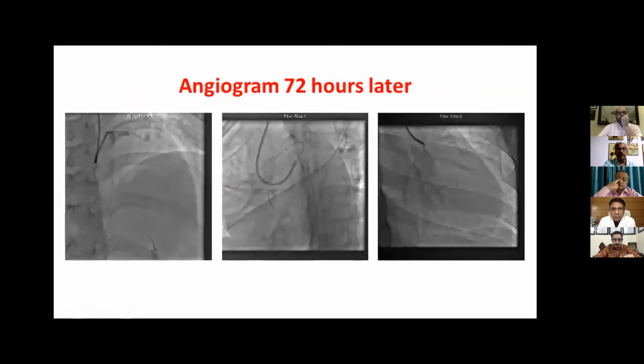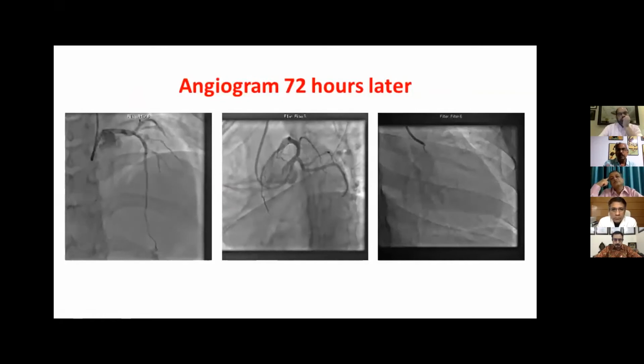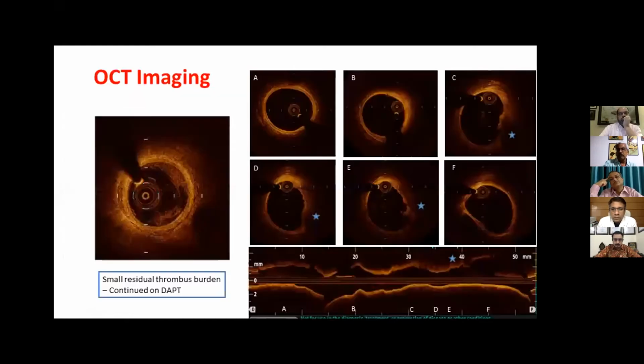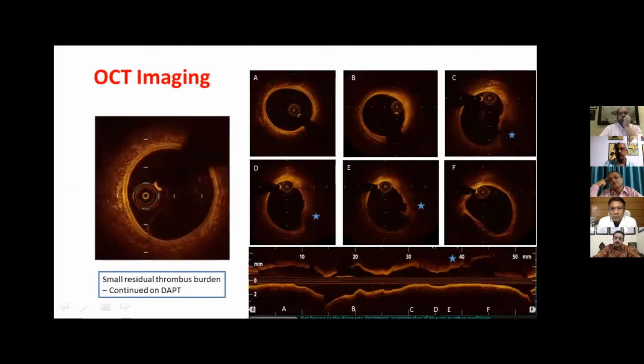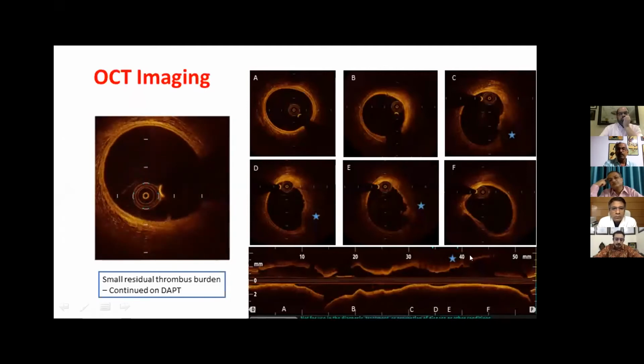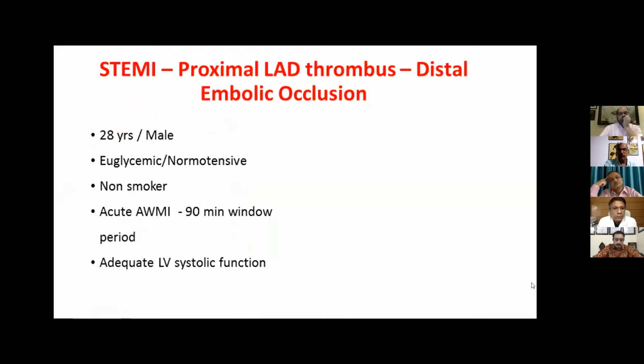An angiogram done 72 hours later looks pretty good in terms of the flows, in terms of the lesion. You do an OCT and you can see some thrombus here, but more of it is cleared. Lumens are pretty good. You don't need to put a stent.